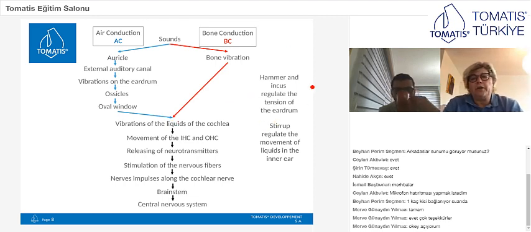So remember that the hammer and the incus regulate the tension of the eardrum, and the stirrup regulates the movement of liquids in the inner ear. That's for Tomatis theory.